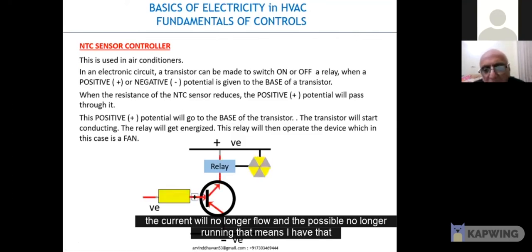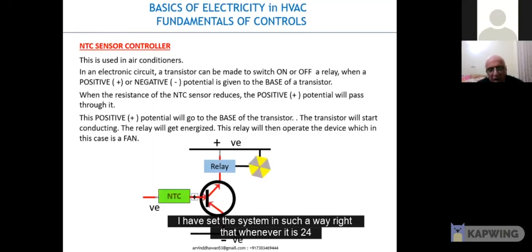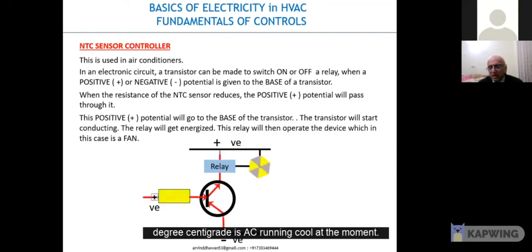That means the thing is totally automatic. I'm sitting relaxed. I need not go to the machine. I need not get up. I have set the system in such a way that whenever it is 24 degrees centigrade, my AC is running, giving me cool air. But the moment the temperature goes below 24, let's say 23.5, then it stops.